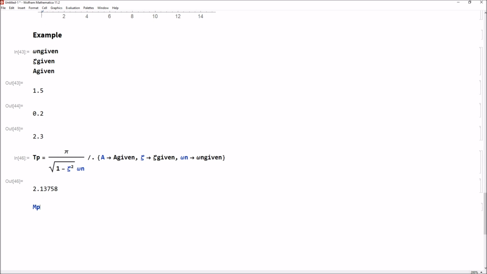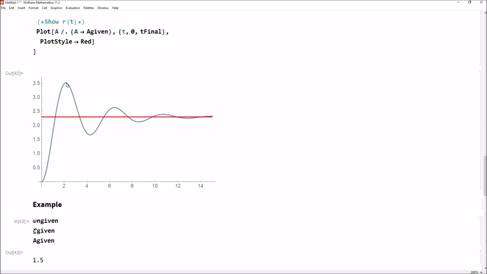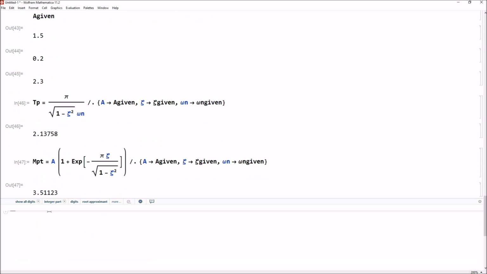How about the magnitude at first peak, or MPT? The magnitude at first peak was A times 1 plus e to the negative pi zeta over the square root of 1 minus zeta squared. Here was our expression, and let's make our substitutions for the numerical values. We get a magnitude of 3.5. Coming back to the picture, that looks exactly right, 3.5. Awesome.